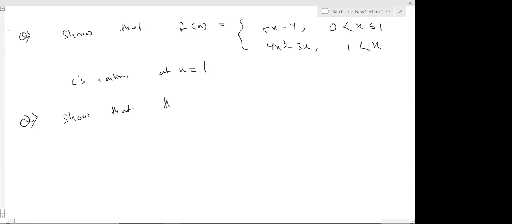Show that the function f of x equals 2x minus mod x is continuous at x equals 0. Write down the question. I'll give you a few hints.